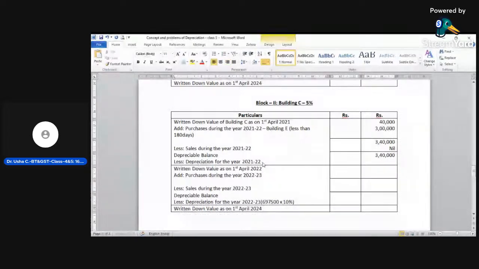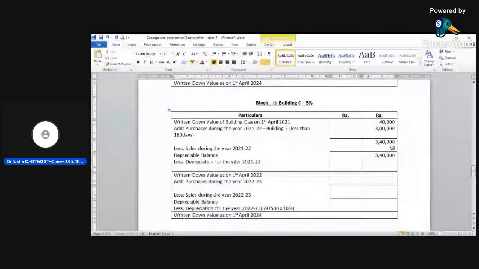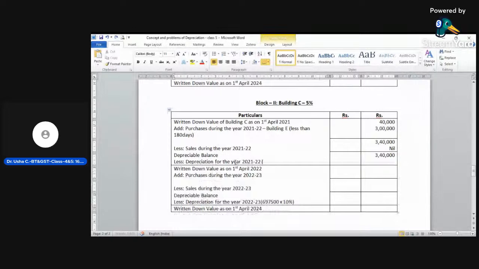To calculate depreciation, keep in mind that the 3 lakh of asset which you have purchased is put to use for less than 180 days, which means only half of the depreciation is charged. You can write it like this also: 5% rate of depreciation into 1 divided by 2. Half of the depreciation is charged. Just calculate: 3 lakh into 5% into 1 by 2, it is 7,500.